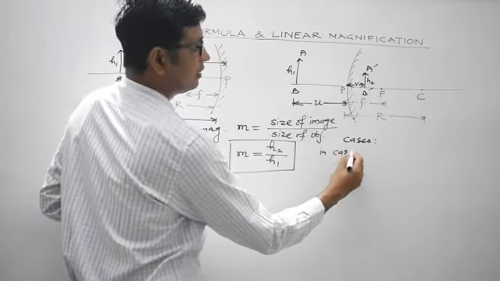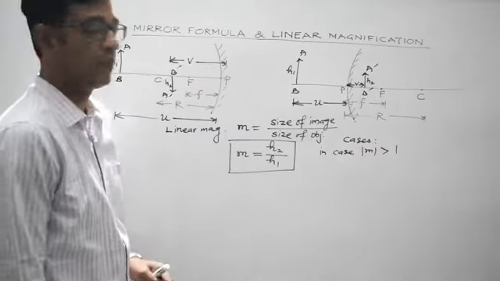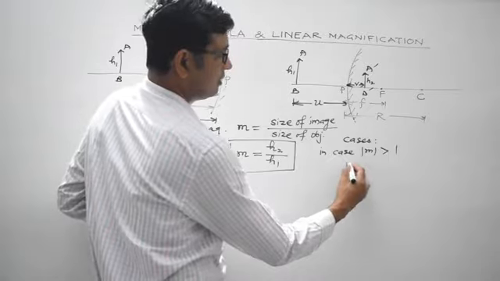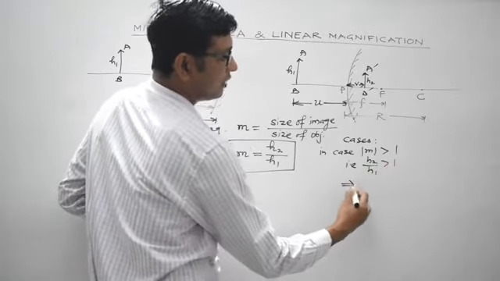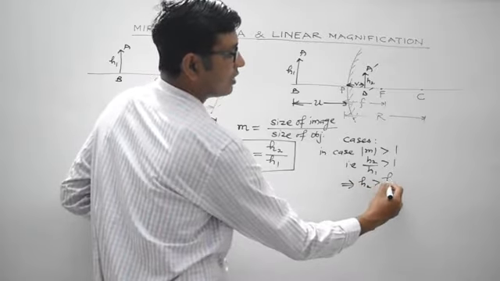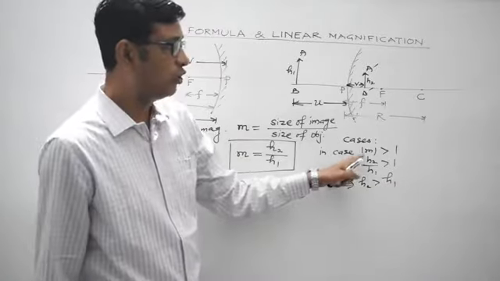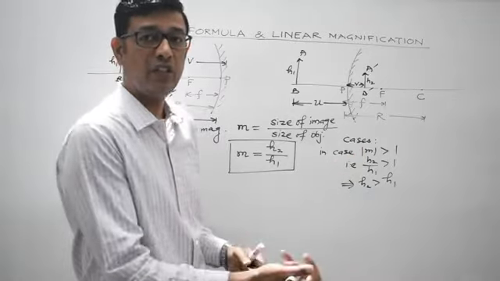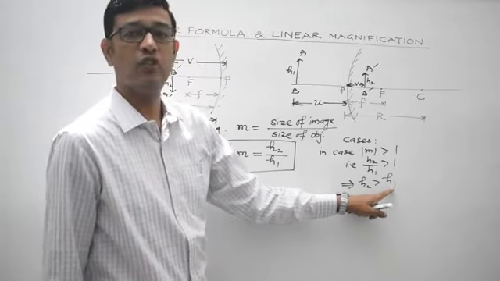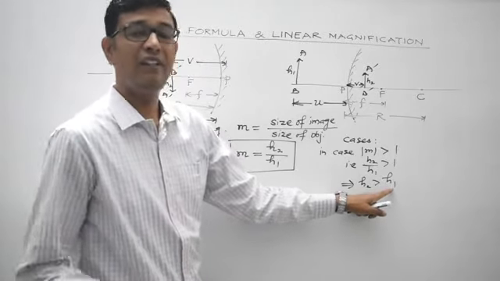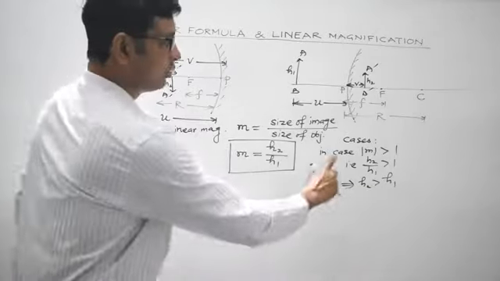In case the magnitude of m is greater than 1, it means that h2 by h1 is greater than 1, which further implies that h2 is greater than h1. So where the magnitude of the linear magnification is greater than 1, the size of the image obtained would be greater than the size of the object. It means that an enlarged or magnified image will be obtained. So this is one of the cases.